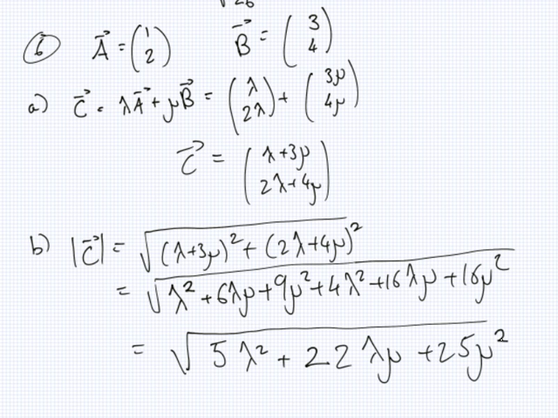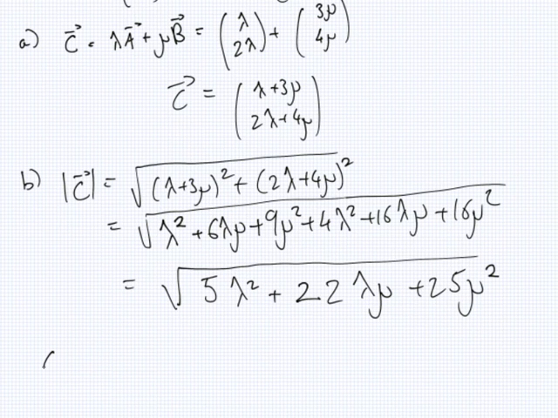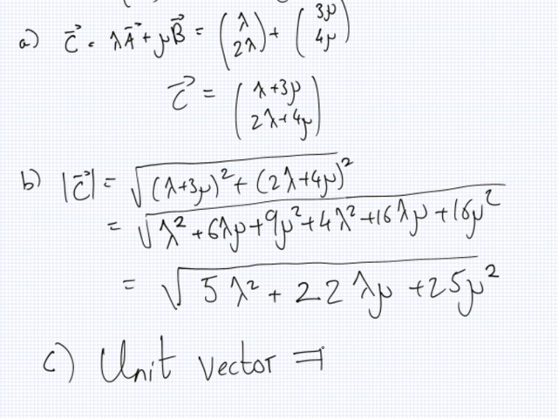Okay, so that's part B. That's the length, the magnitude of vector C, depending on what the mu and the lambda are. Okay, part C now. What is the relationship between lambda and mu if C is a unit vector? Now, does anybody know what I mean by unit vector? What exactly is 1? The magnitude. The magnitude is 1. So unit vector just means the magnitude of C is 1.